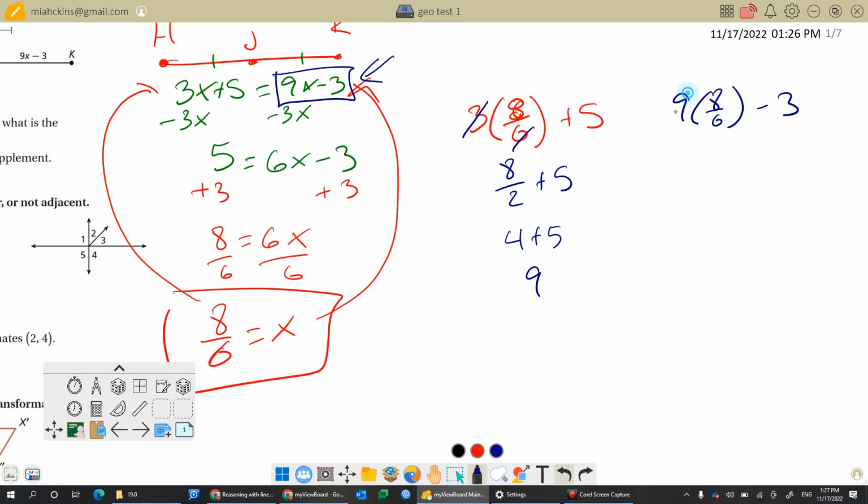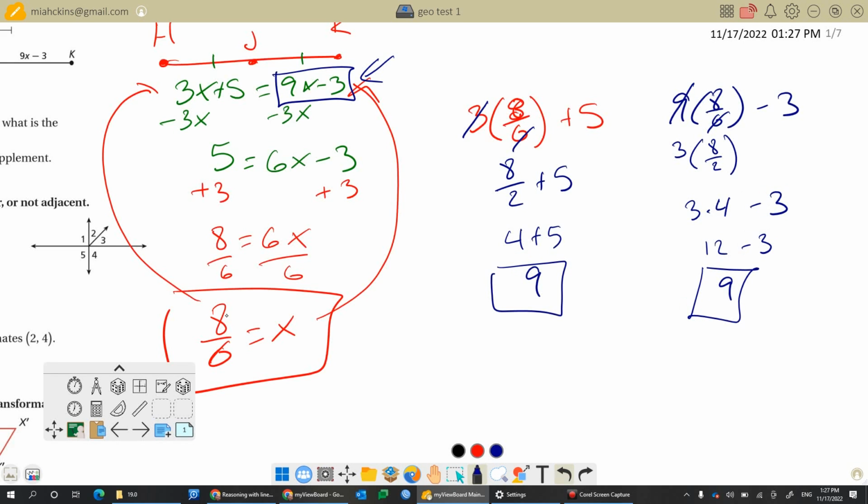And so then I can divide both of those by 3. So I divide both of those by 3, and I get 3 times by 8 over 2, and 8 divided by 2 is 4, so 3 times by 4 minus 3. 3 times by 4 is 12, minus 3 is 9. So they both happen to come out to be 9. So then 8 over 6 is 9.